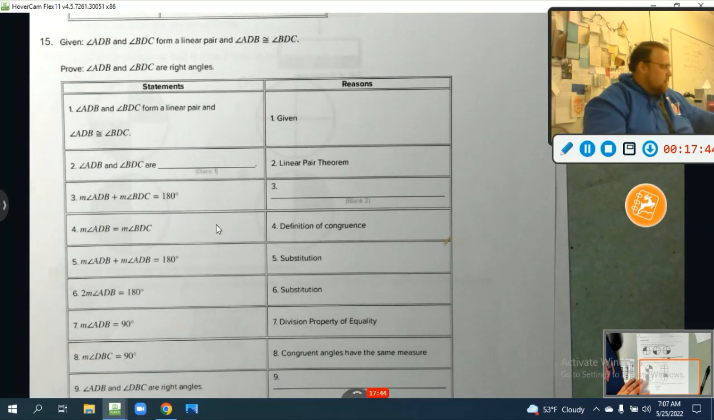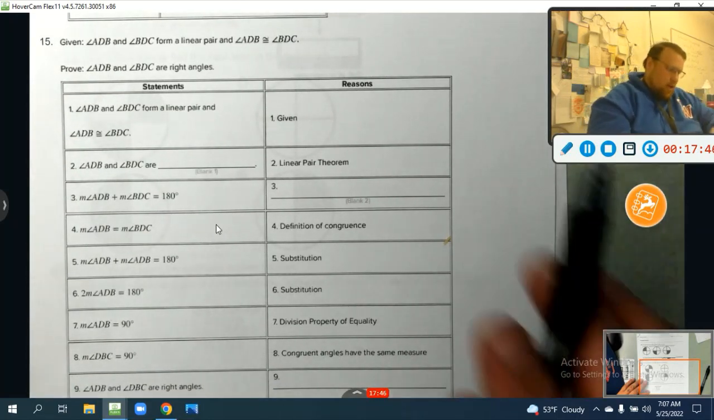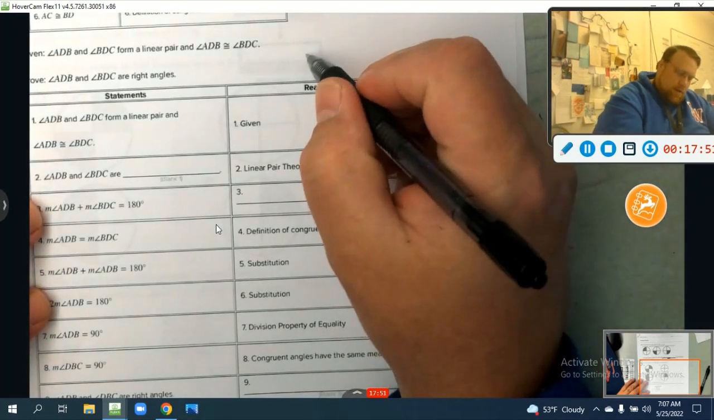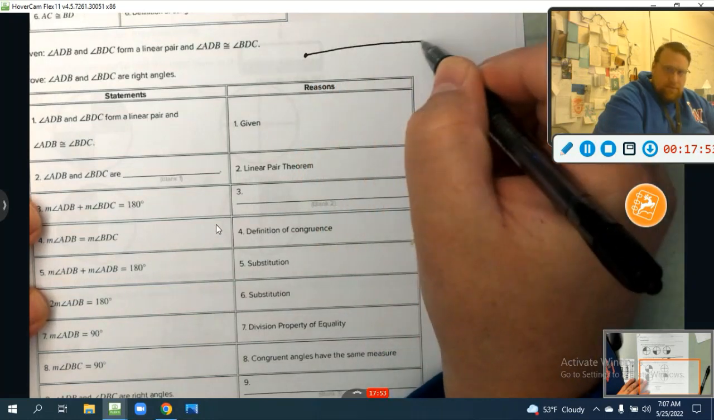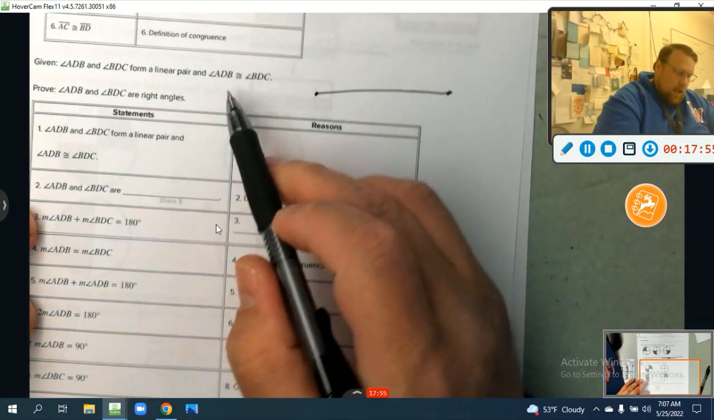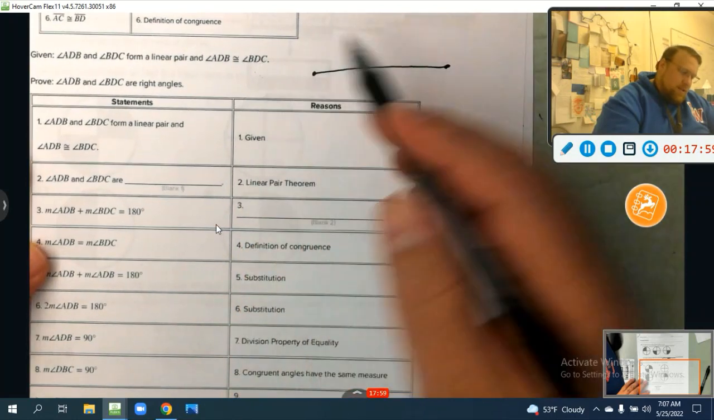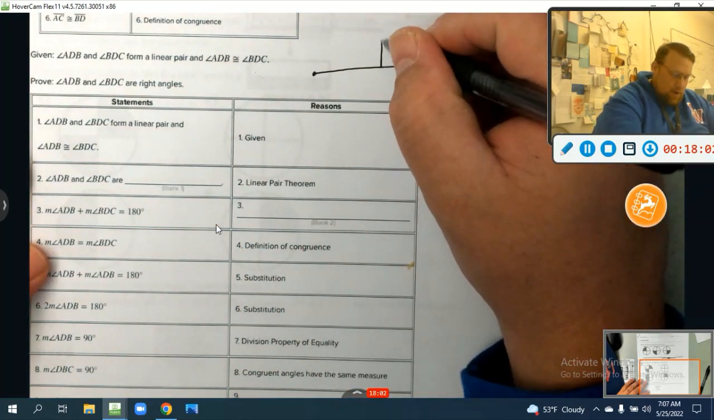Given. This looks like a good one. Angle ADB and angle BDC form a linear pair. Okay, so we have two things that are going to form a line. And we're saying angle ADB is congruent to angle BDC. Ooh, they're going to say they're right angles then. I know that. That's one of our theorems.